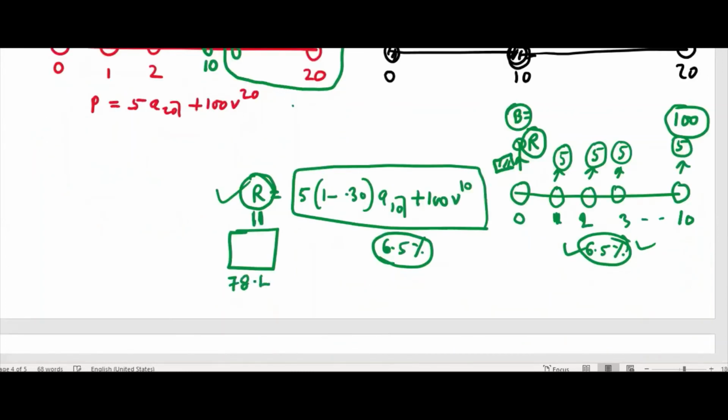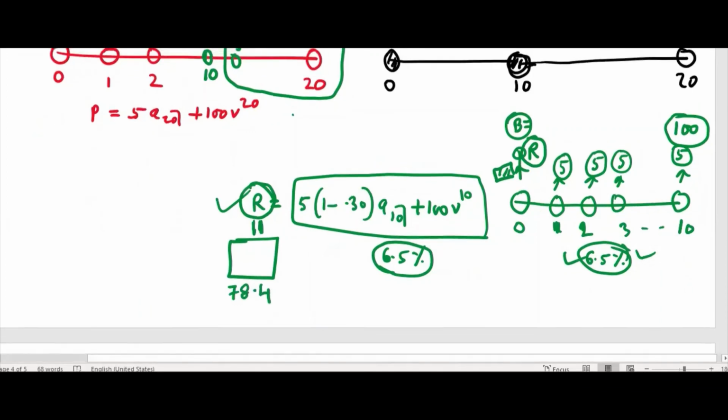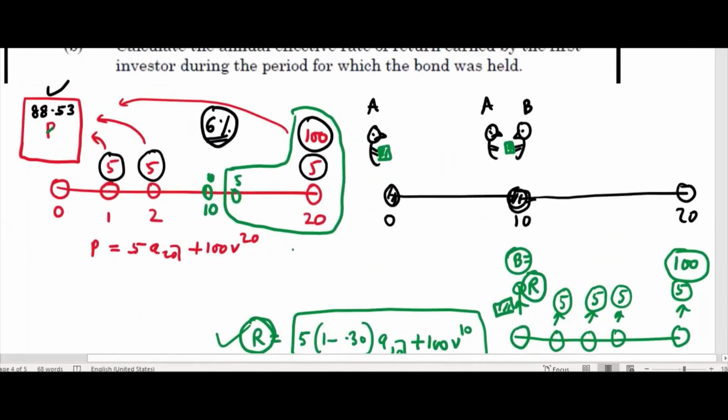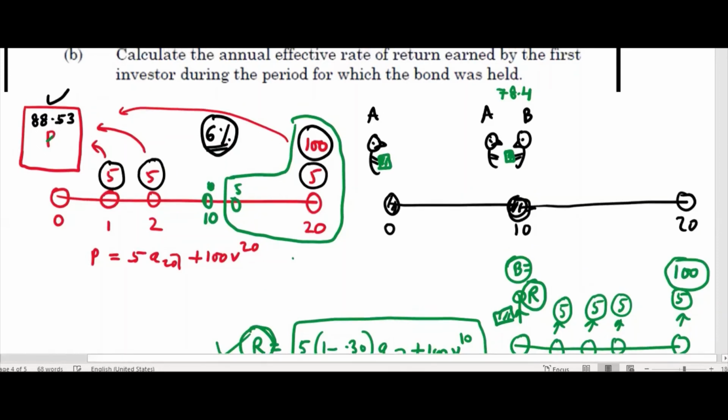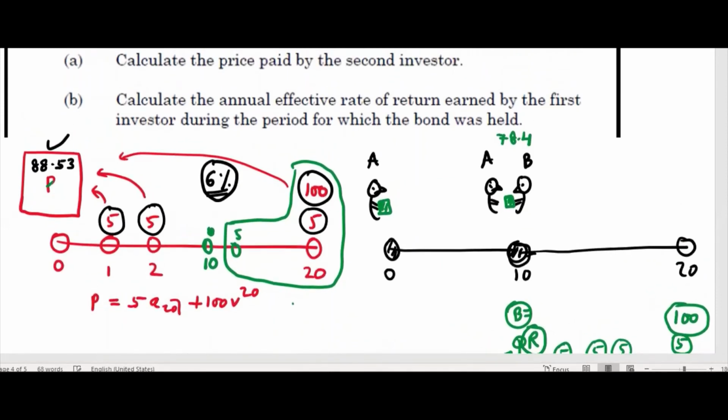Okay, 78.4, that's fine. So 78.4 is what B will give to A to purchase this after 10 years. When A purchased, A thought that A would keep it for 20 years, but after 10 years he changed his mind and sold it to B at 78.4. Now the question says, calculate the annual effective rate of return earned by the first investor during the period for which the bond was held.